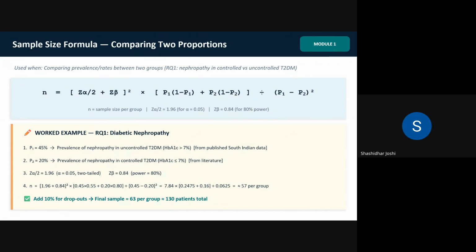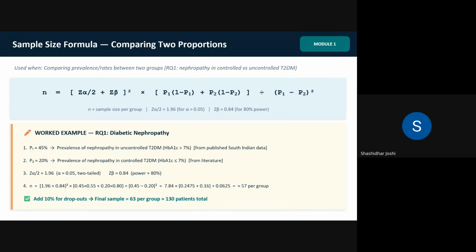Now, if you input all these values in the above formula, you will get around 57 per group. I also added a last line there: add 10% for dropout. The context here is that if you are running a clinical trial setting, then you need to account for dropouts. That's where you add that 10% component to 57, which gives you 63 per group, and 130 patients in total.